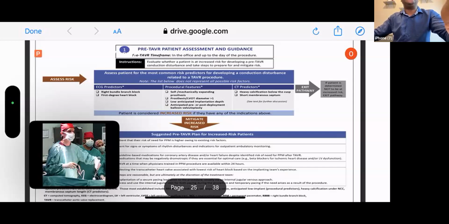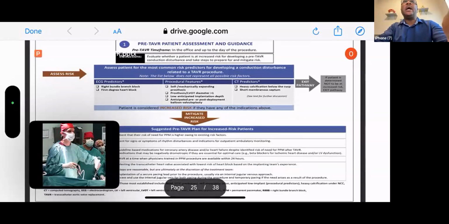Then you also need to schedule the TAVR at a time when a physician trained in permanent pacemaker placement is available. But like I said, these days we use temporary pacemakers, so we can even do the procedure and then wait 2 days for permanent pacemaker placement if somebody knowledgeable in it is not available. And then we consider heart valves that are less likely to give you heart block.